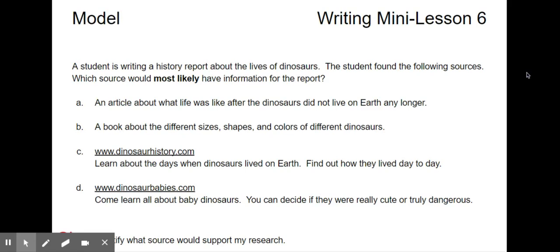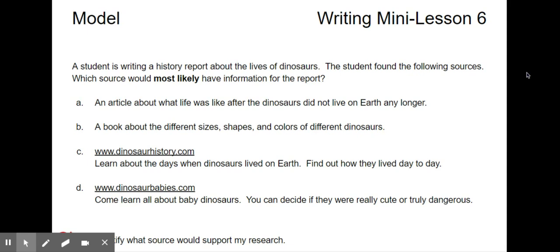A student is writing a history report about the lives of dinosaurs. The student found the following sources. Which source would most likely have information for the report? Let's look at each source and determine which one would be the best to support the student's research about the lives of dinosaurs. Let's look at A. An article about what life was like after the dinosaurs did not live on Earth any longer.